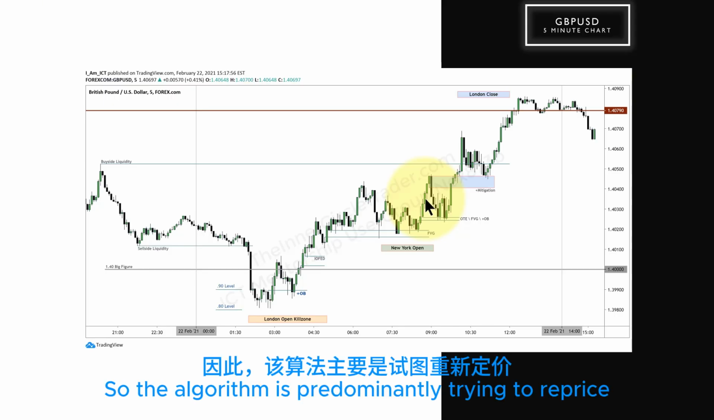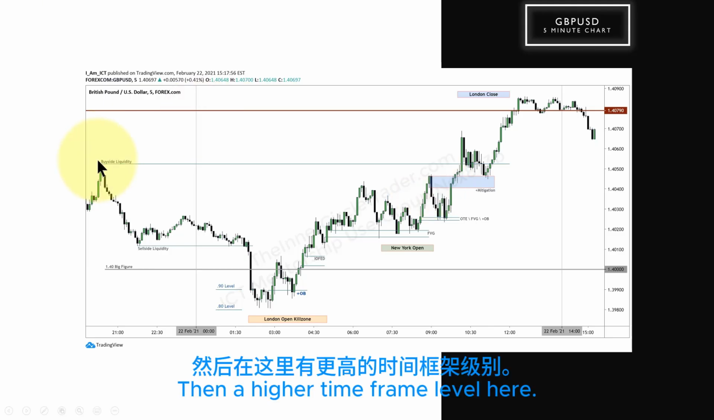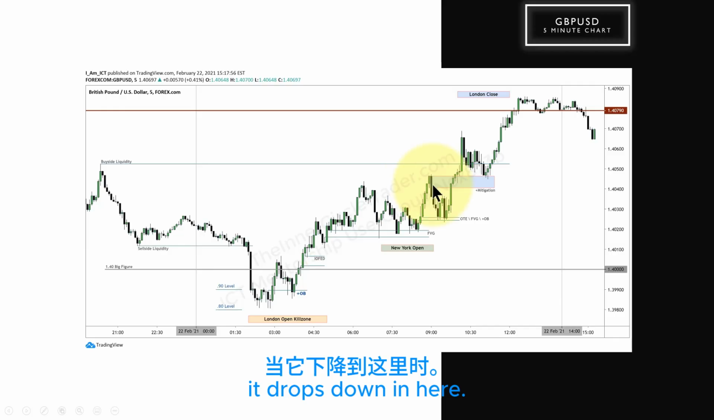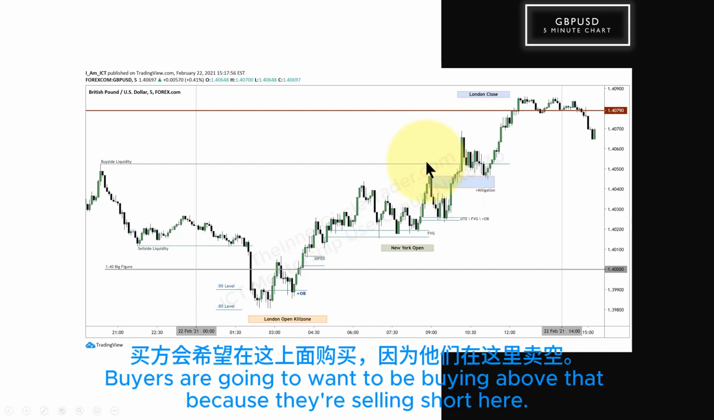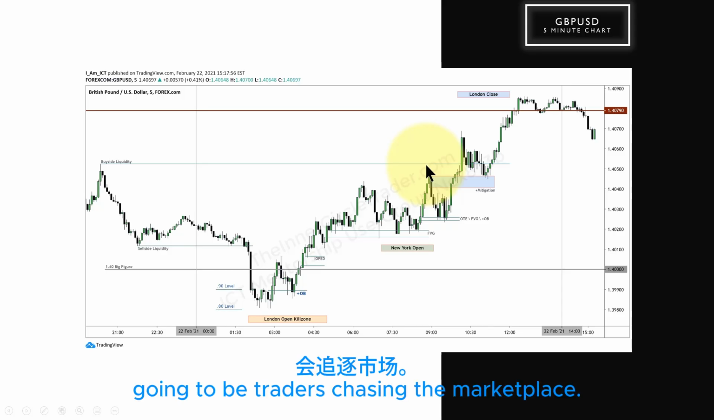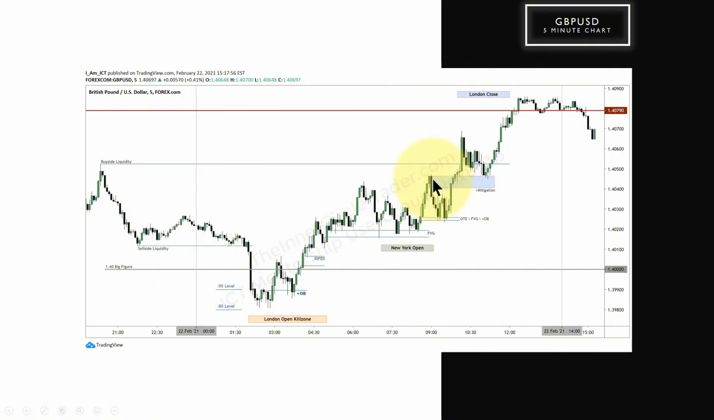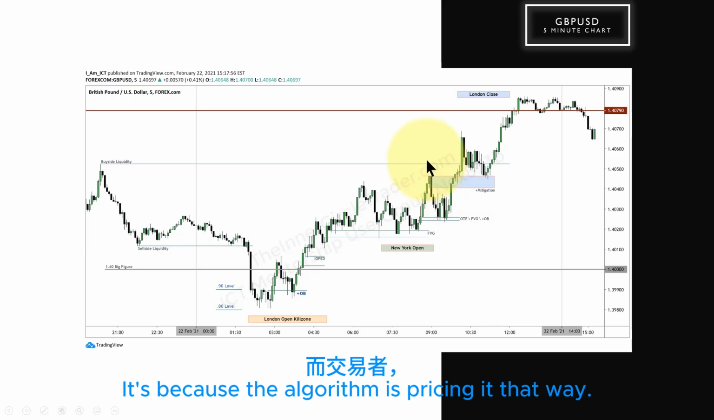So the algorithm is predominantly trying to reprice to an underlying price level. It starts here, then a higher time frame level here, and it creates near-term pools of liquidity. When it drops down in here, it knows that there's going to be buy-side liquidity pulling above here. Buyers are going to want to be buying above that because they're selling short here. There are always going to be traders chasing the marketplace. But when the market goes down, it's not because it's run out of buyers. It's not because there are more sellers. It's because the algorithm is pricing it that way.